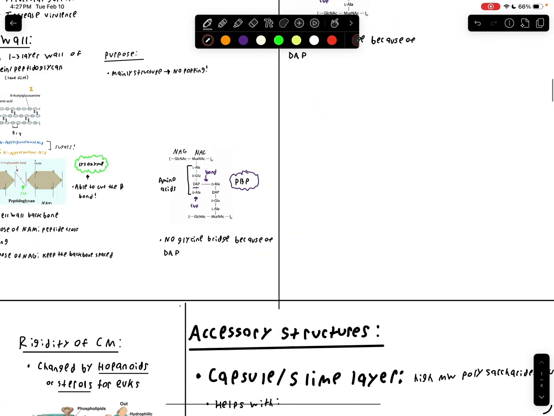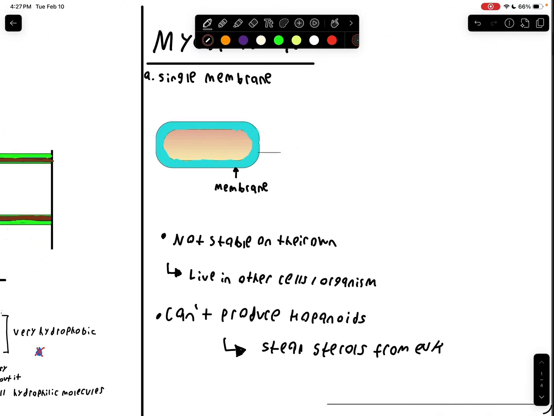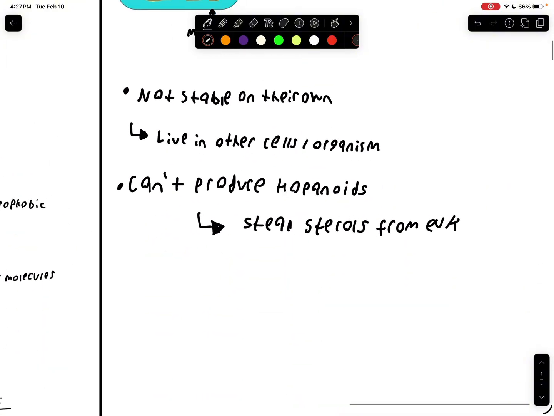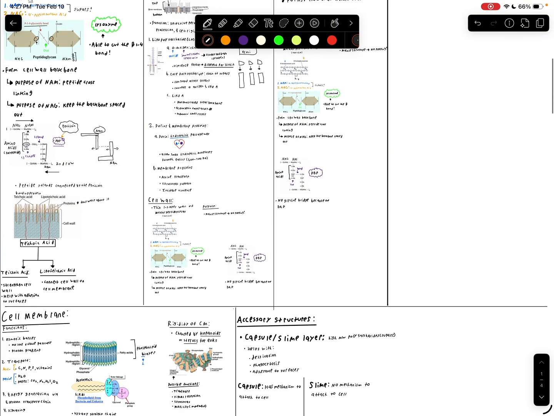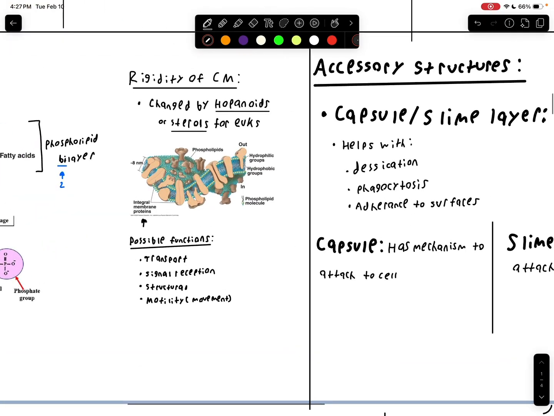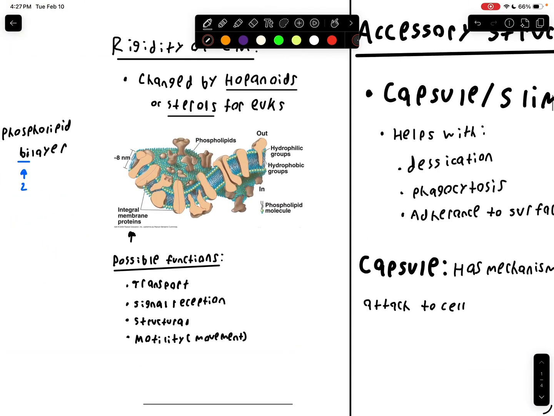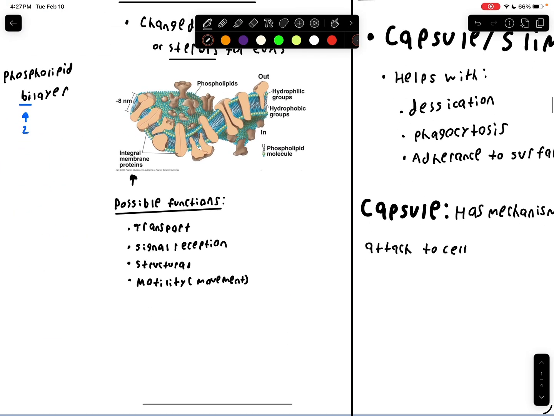And so let's go back over here. These guys, the Mycoplasma, are the only ones that can't produce their own hopanoids, and so they steal sterols from eukaryotes to change the rigidity of their cell membrane. Whereas everyone else over here in the bacteria, gram-positive, negative, and Mycobacteria, form their own hopanoids, and so they have an easier time changing their fluidity like that.